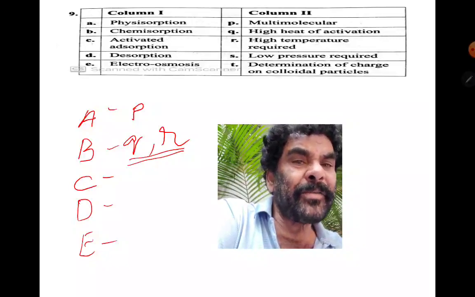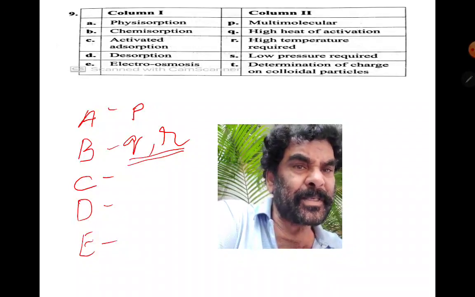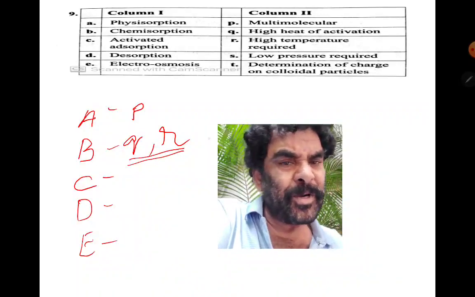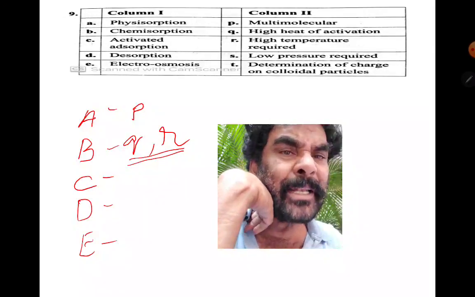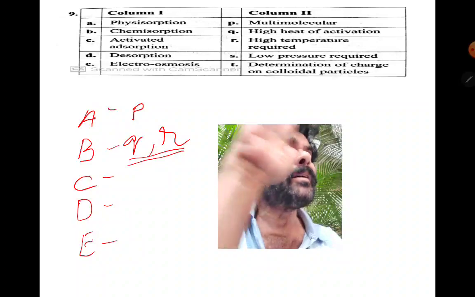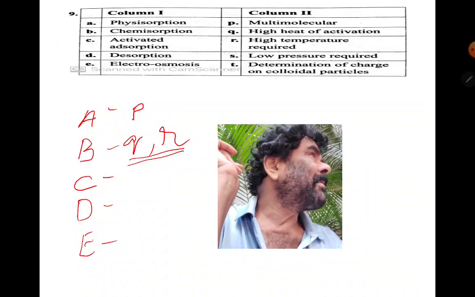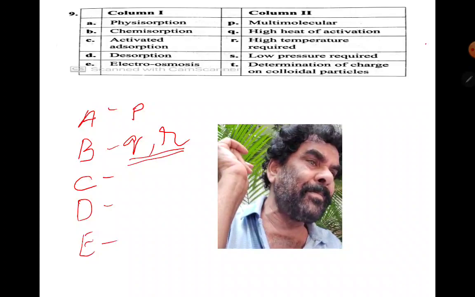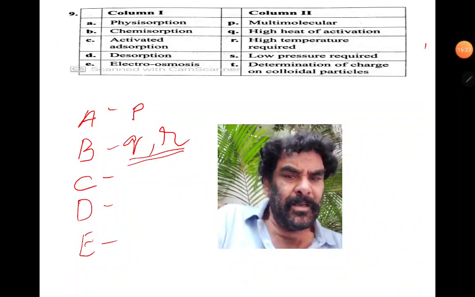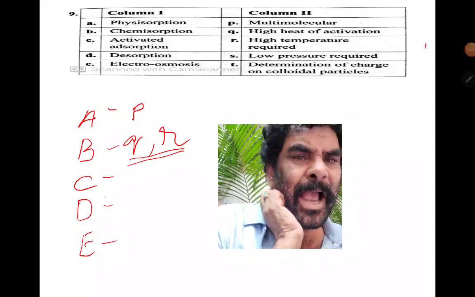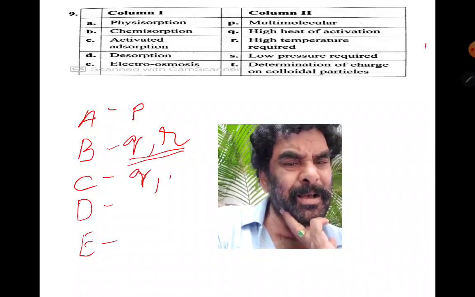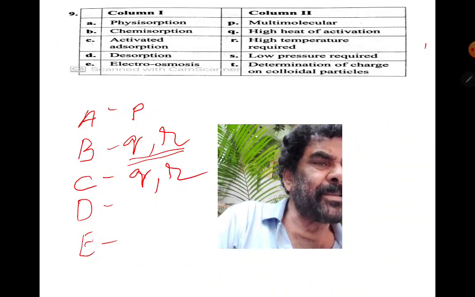Chemisorption, activated adsorption. This is chemisorption. Low pressure is required, no. Determination of the charge is not relevant. Q and R are correct. And activated adsorption is nothing but chemisorption. So Q and R are correct.